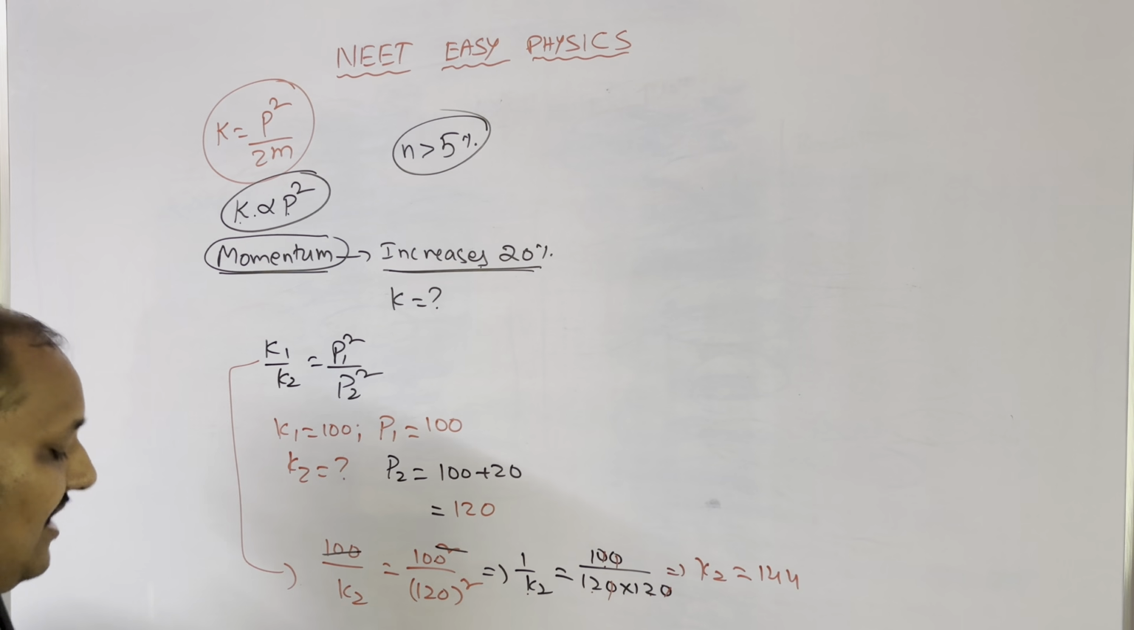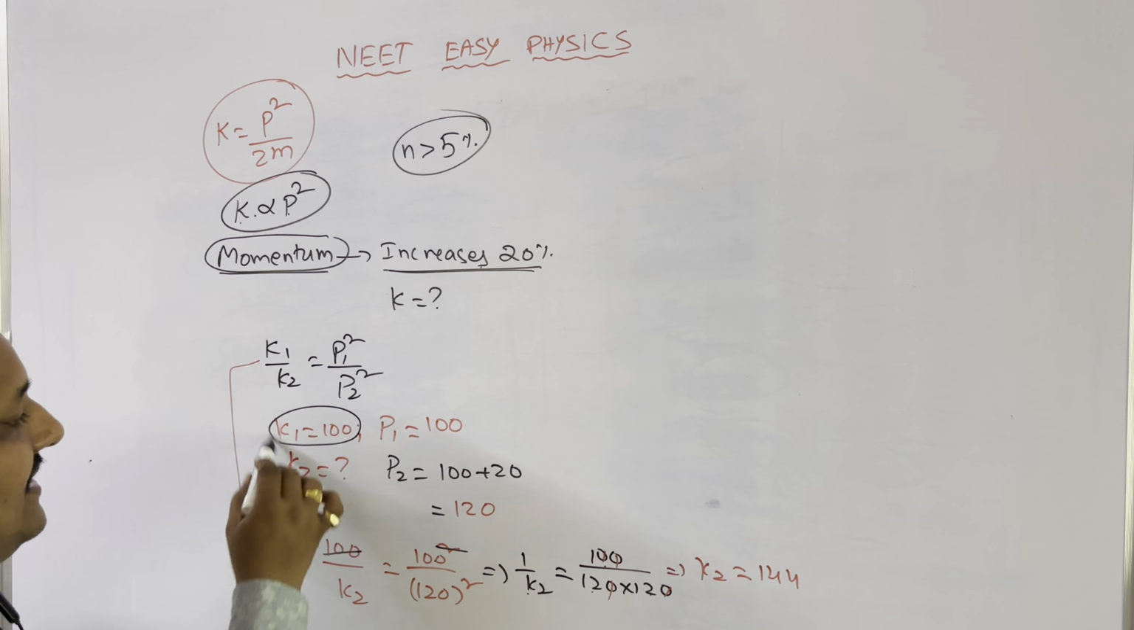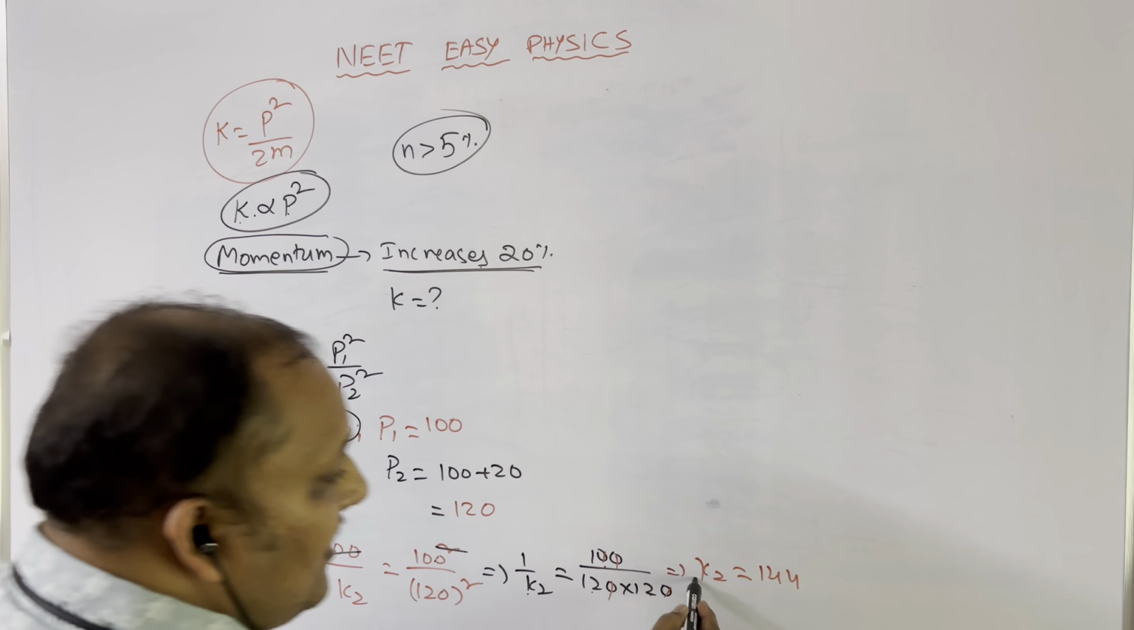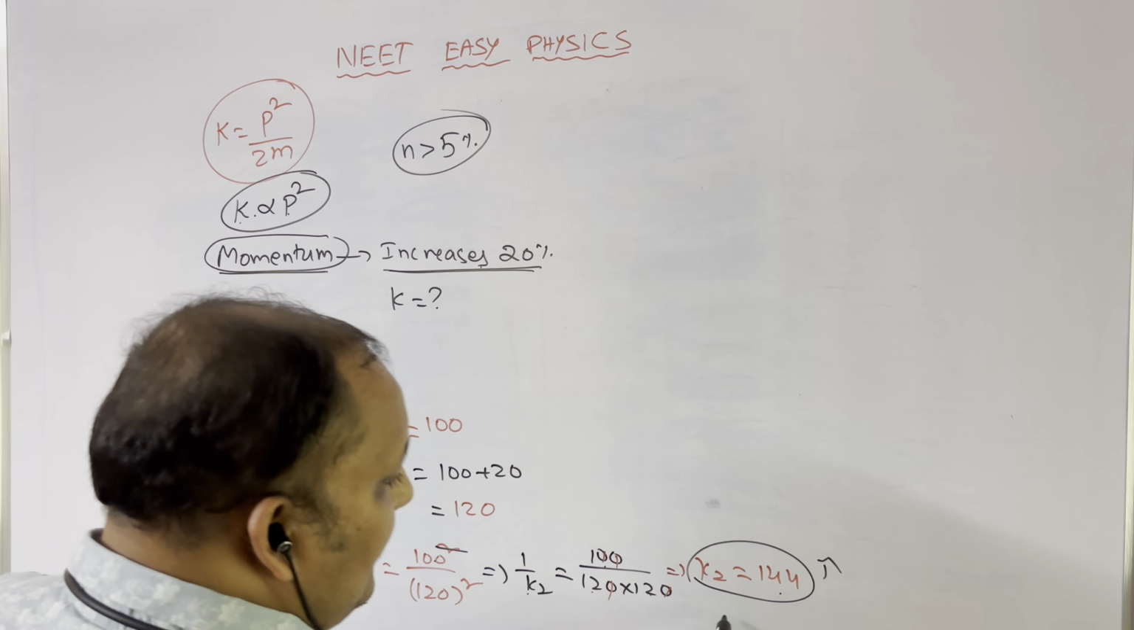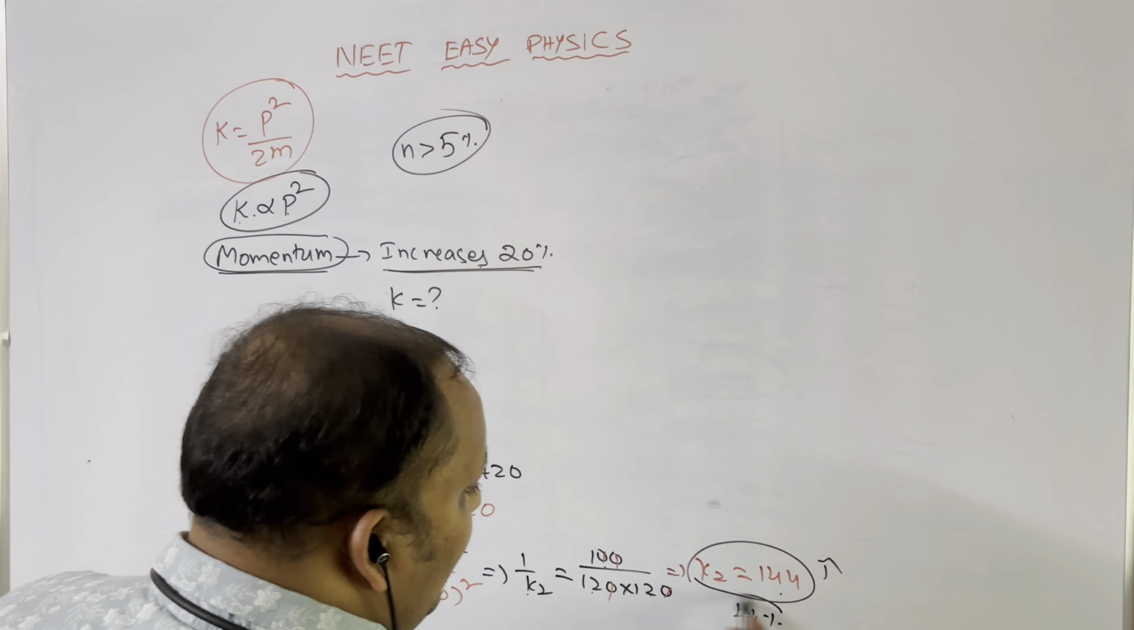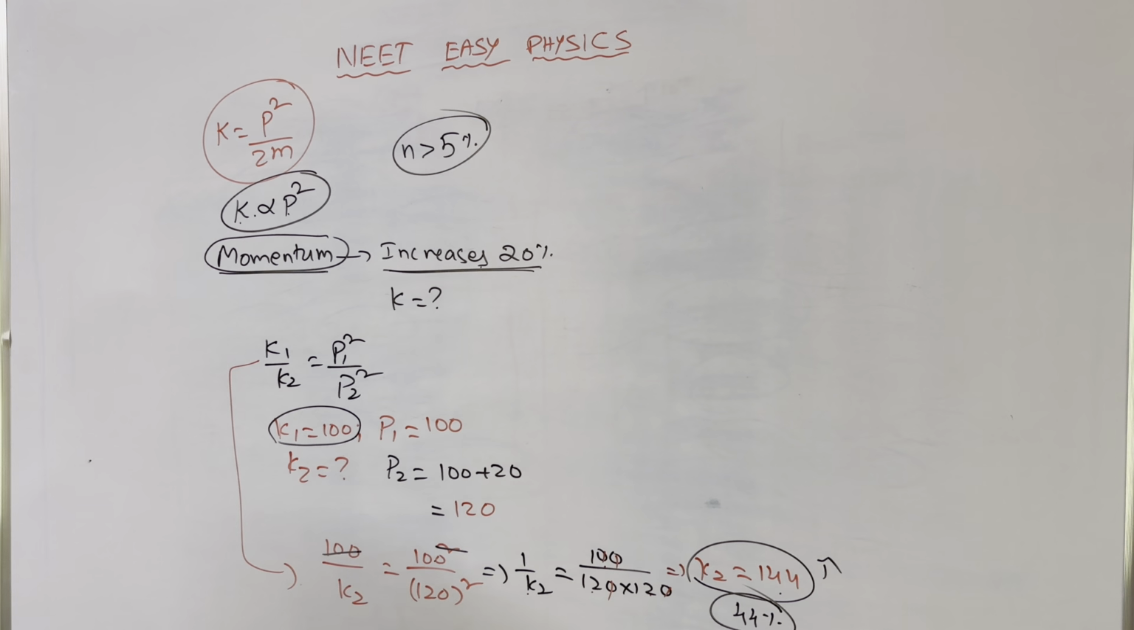So what is the K1 you have taken? K1 is 100. Therefore you got K2 as 144. How much increase now? So 144 minus 100. So K2 increases 44%. So like this they are going to ask the questions.